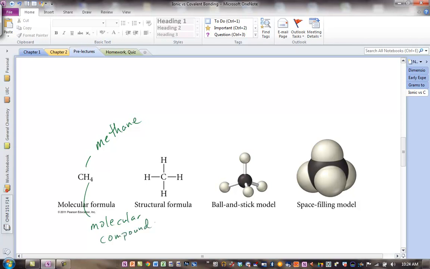So this does exist as individual molecules. So the simplest way we can write it is, for every one carbon there are 4 hydrogens. We write this molecular formula, the formula of that molecule.